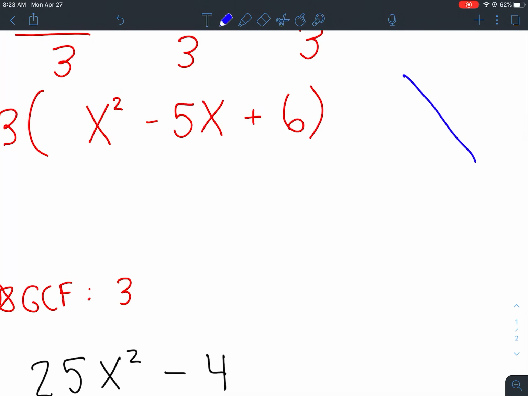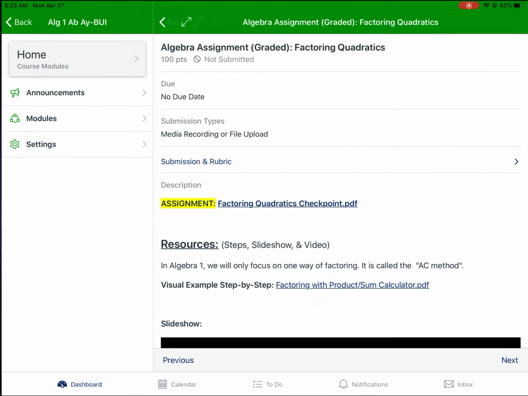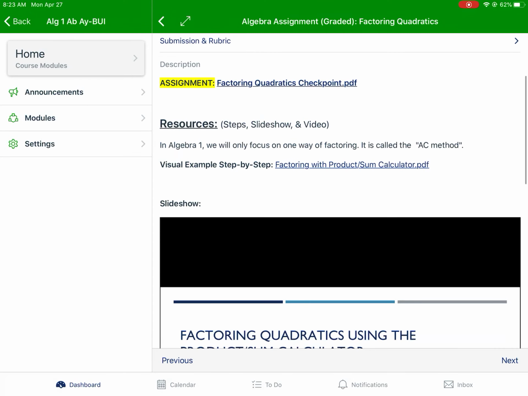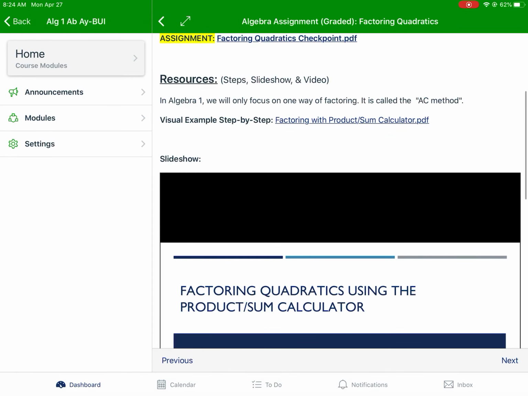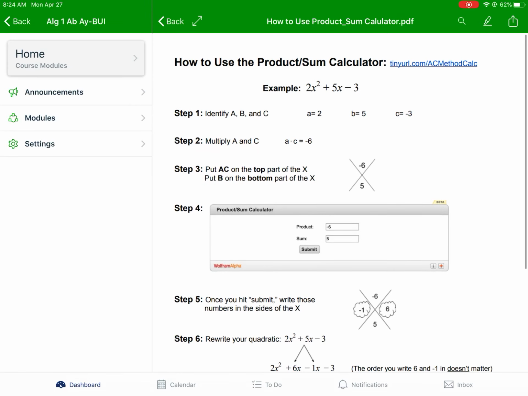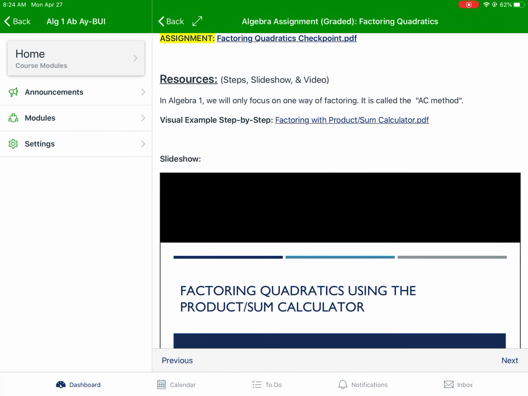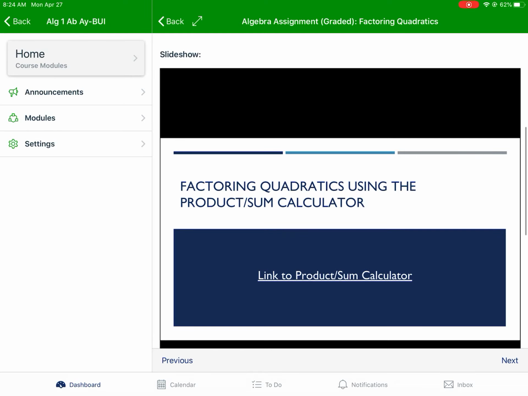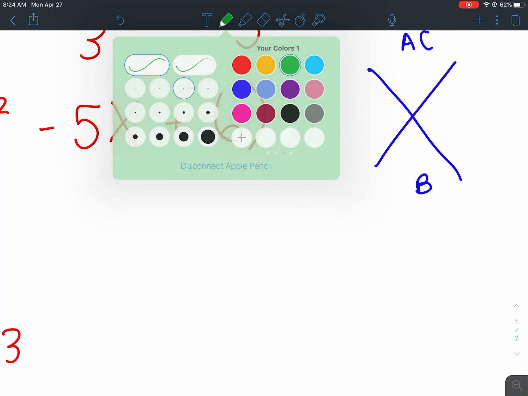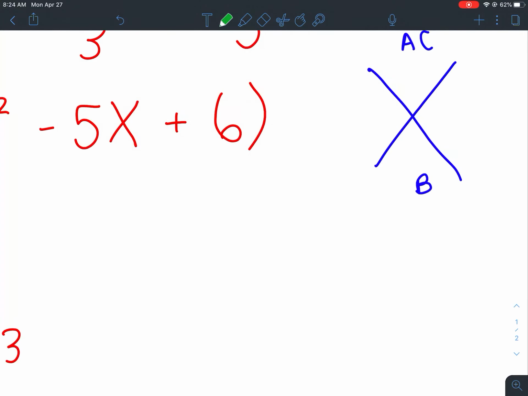The AC method is where we have AC on top and B on the bottom, because B stands for bottom. Now, if you don't remember how to do this, including this video, I've also included some resources on Canvas. So we have a visual step-by-step example where I go over how to factor, and it's a separate example from the one I'm showing you in the video, and there's even a slideshow that helps you go through that. Now, I'm aware that some of you do not have a calculator at home, so I have figured out a way for you to figure out the sides here without using the graphing calculator.